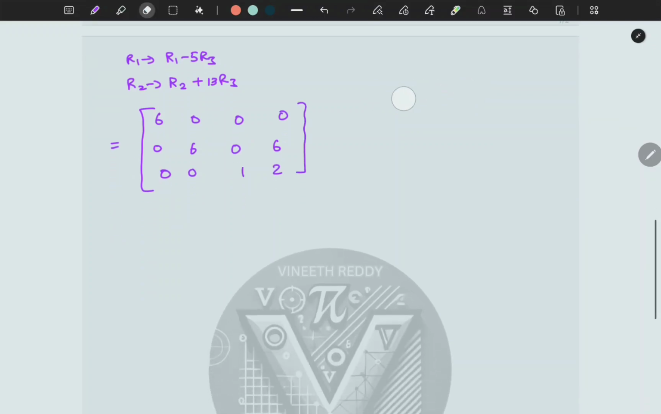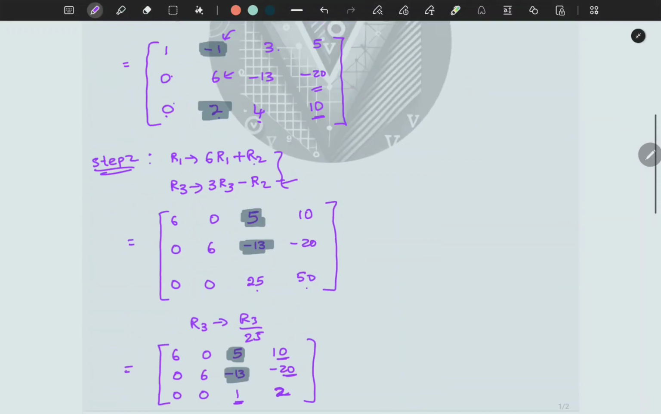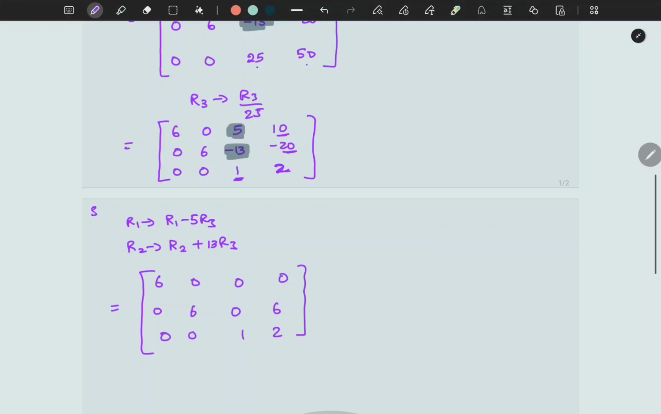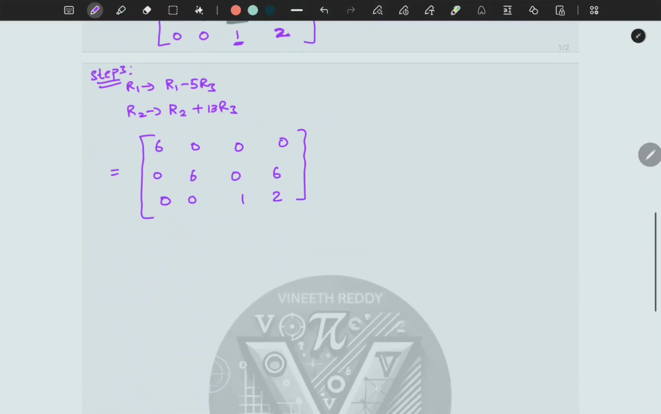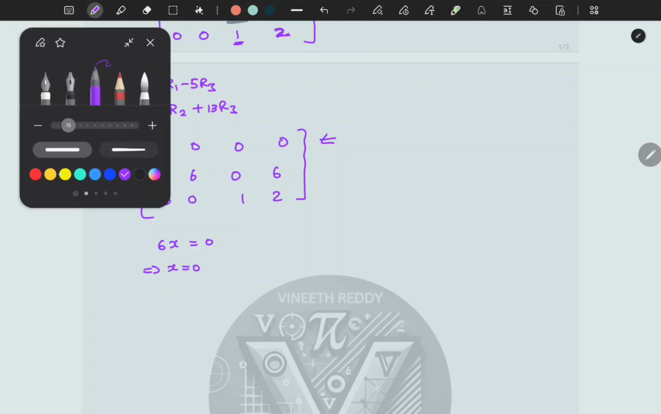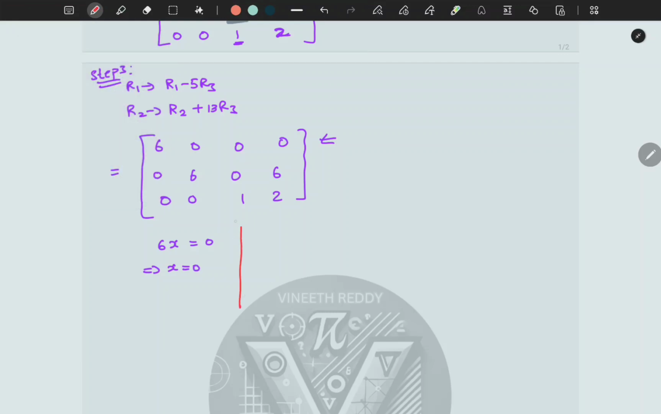So ultimately, now we are left with step 1, step 2, step 3. So this is step 3. So the question can be solved in 3 steps. Step 1 is done, step 2 is done, step 3 is done. Now what does the first row correspond to here? 6 into x is equal to 0, which implies x is equal to 0. Now what does the second row imply? 6 into y is equal to 6. That means y is equal to 1. And what does the third row imply? z is simply equal to 2.